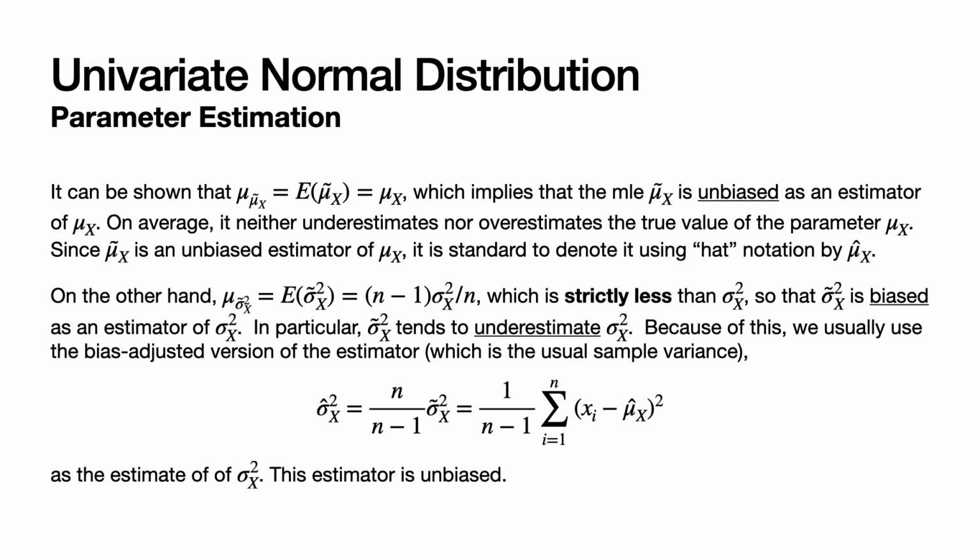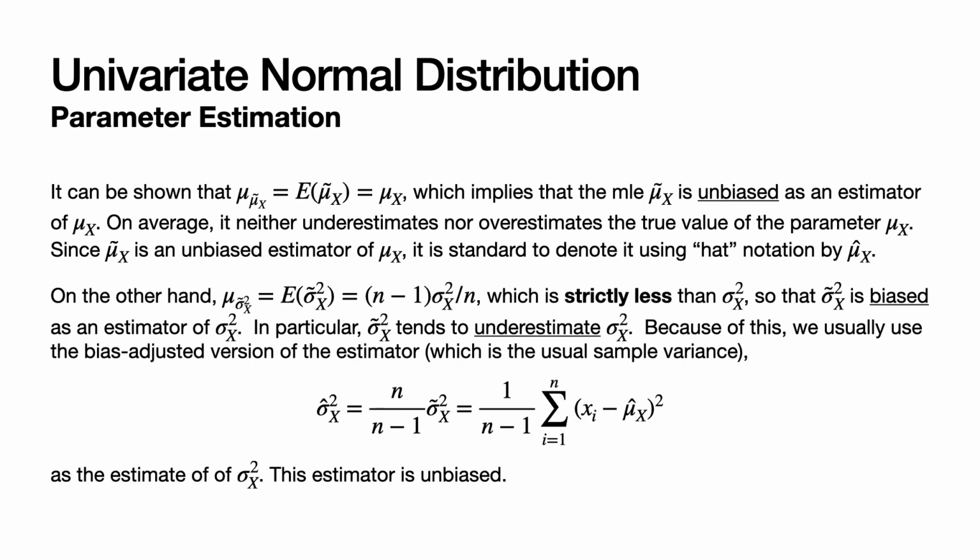On the other hand, the expected value of sigma tilde squared sub x, that is the mean of its sampling distribution, is equal to (n minus 1) over n times sigma squared sub x, which is strictly less than sigma squared sub x. And so sigma tilde squared sub x is biased as an estimator of sigma squared sub x. In particular, the MLE sigma tilde squared sub x tends to underestimate sigma squared sub x. Because of this, we usually use the bias-adjusted version of the estimator, which is the usual sample variance.